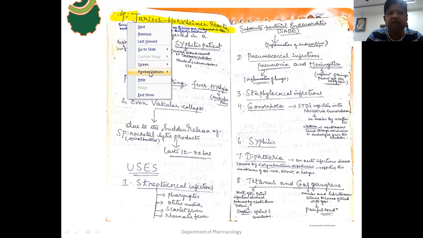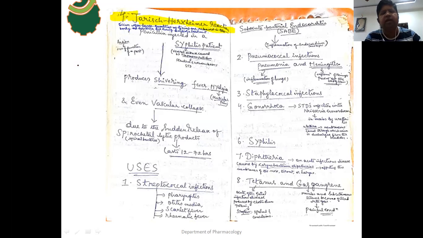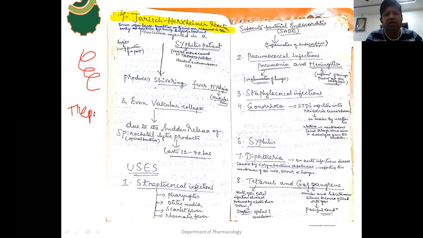It is caused by a bacteria that we call spirochete, which is a coiled bacteria, and the name of the bacteria is Treponema. This spirochete is Treponema pallidum. So penicillin is used to kill Treponema pallidum, which causes syphilis.